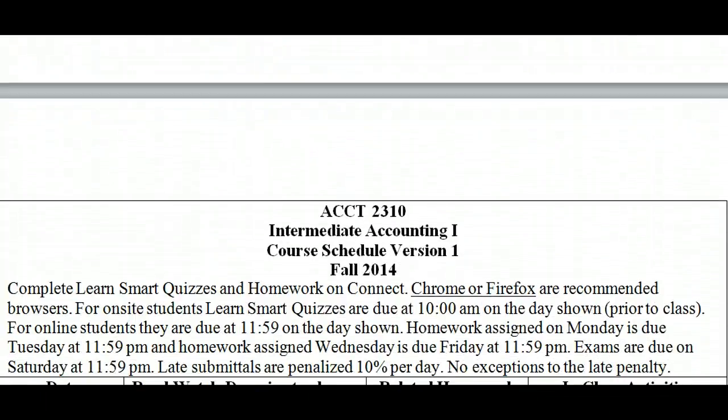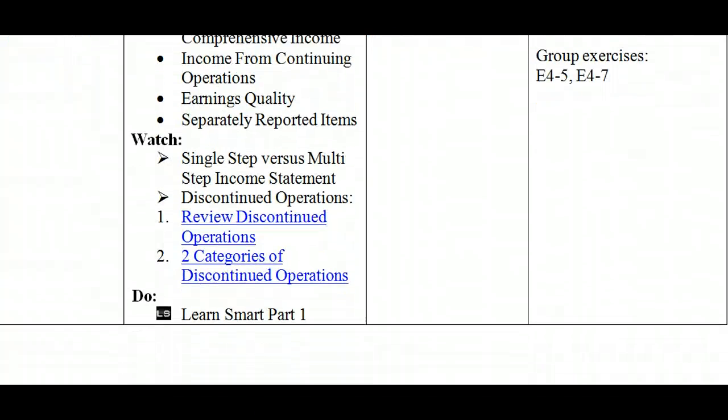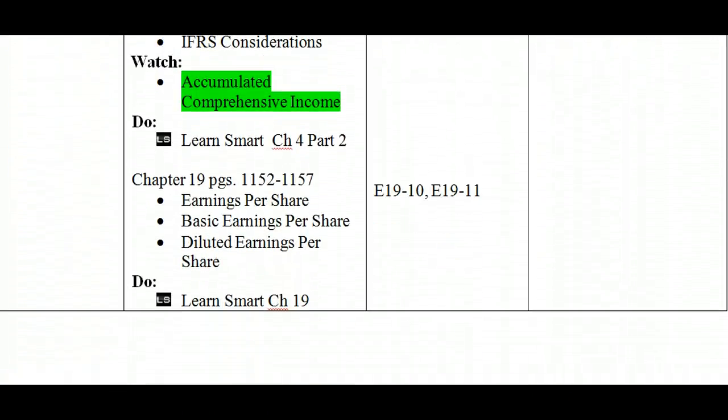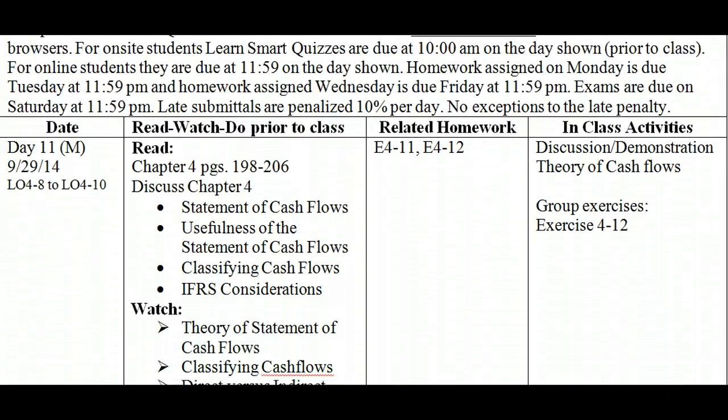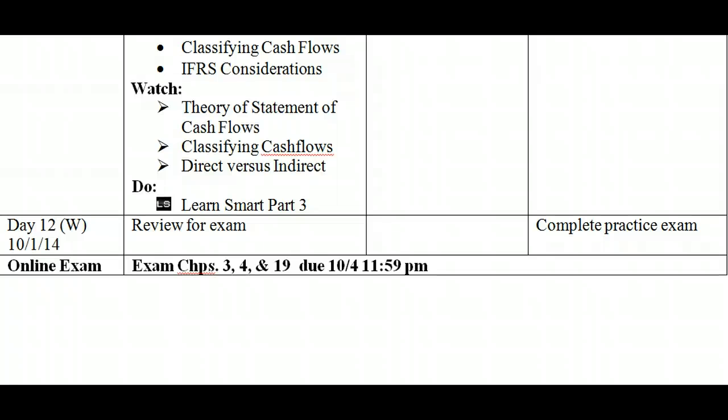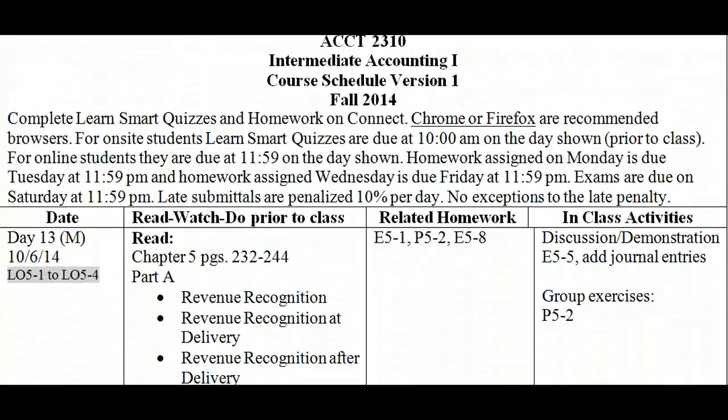Chapter 3, 4, and 5 are all on financial statements, so I think that's one of the few times where I do a test on several chapters. I'm not quite sure how we'll break those up. This one says an exam on Chapter 3, 4, and 19 is due on 4/10 at 11:59 p.m. So in this way, you know what we are planning for the entire semester.